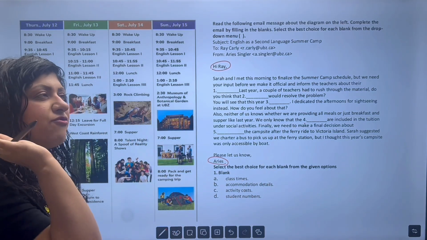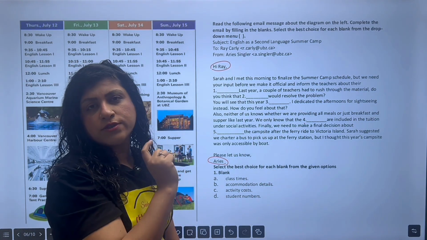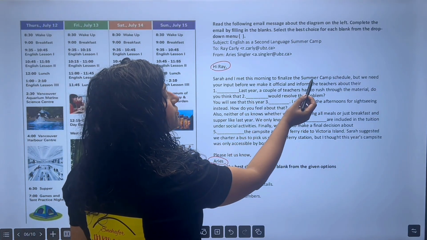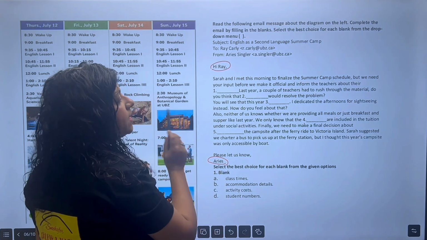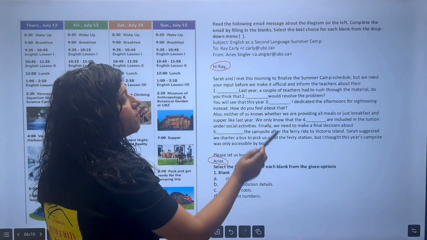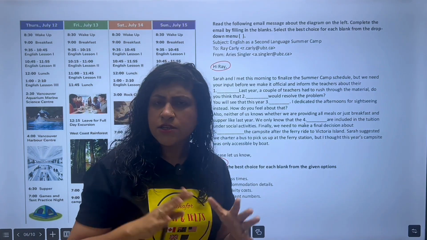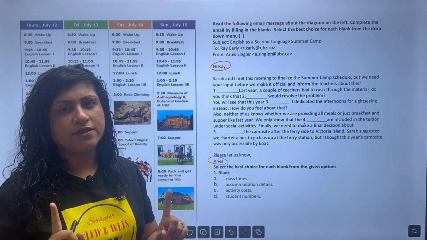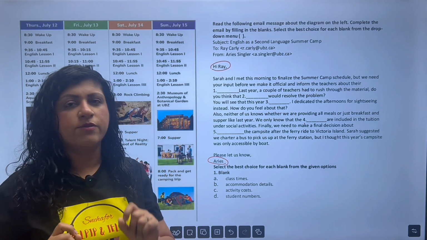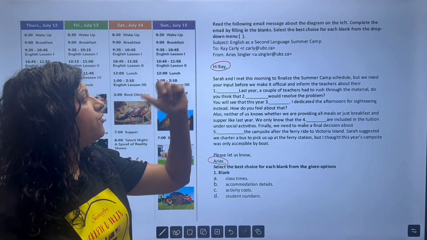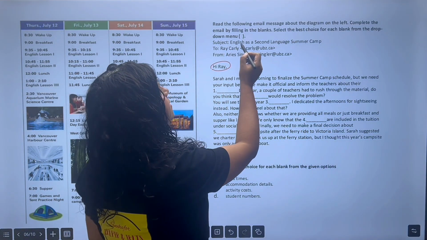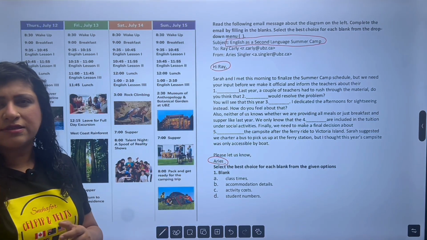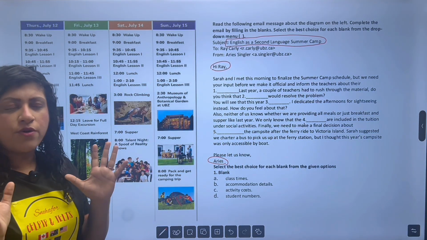So you can just very quickly have a look at what the first 1 or 2 sentences are trying to say. It says, Sarah and I met this morning to finalize the summer camp schedule, but we need your input before we make it official and inform the teachers about something. As soon as you read this, it totally does not look like an informal email. It is a formal one. The tone is formal. Moreover, if you look at the subject, it says, English as a second language summer camp. So definitely it sounds formal. So the tone of the email is formal.